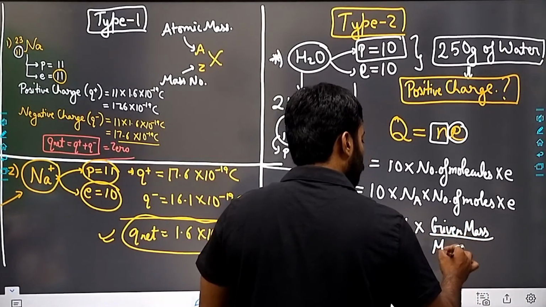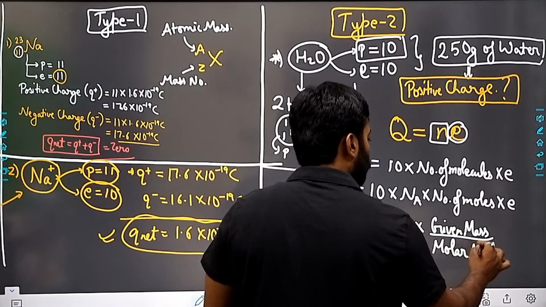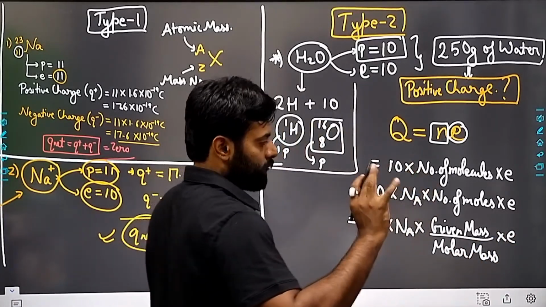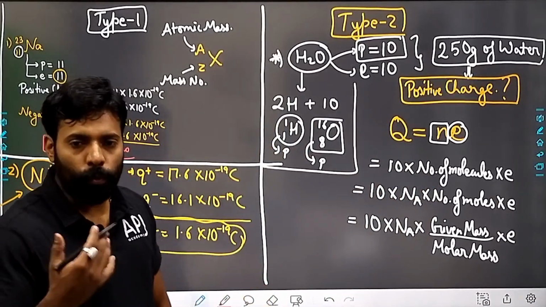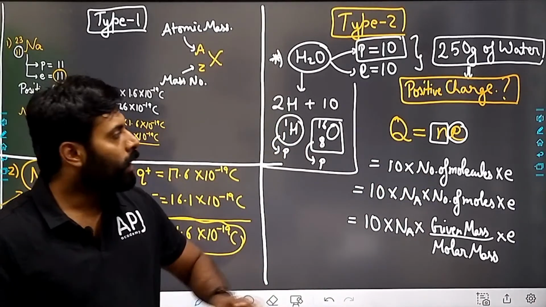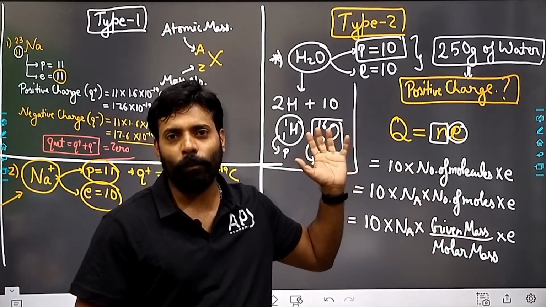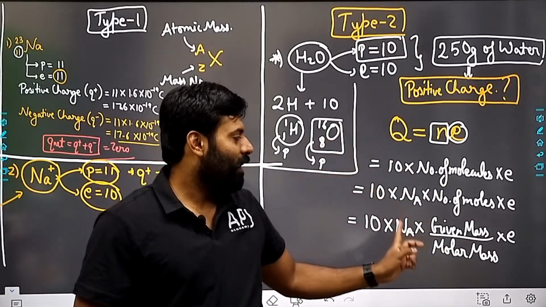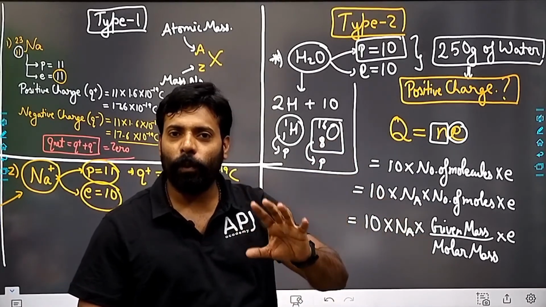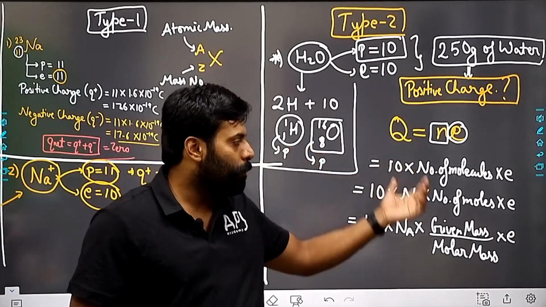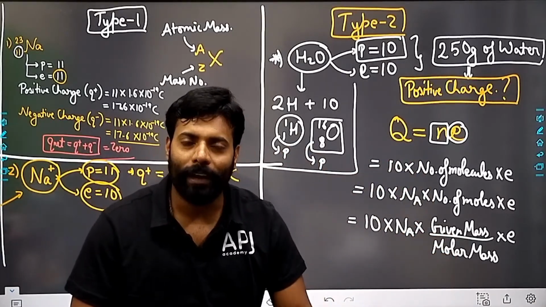Given mass divided by molar mass, into E. So this is what we have to do to find out the positive charge in this. Given mass is 250 gram, molar mass is 18, if we find out the molar mass of H2O. Avogadro's number, I think you probably know, is 6.022 into 10 to the power 23. So you can put all these values and you will be able to find out the answer.